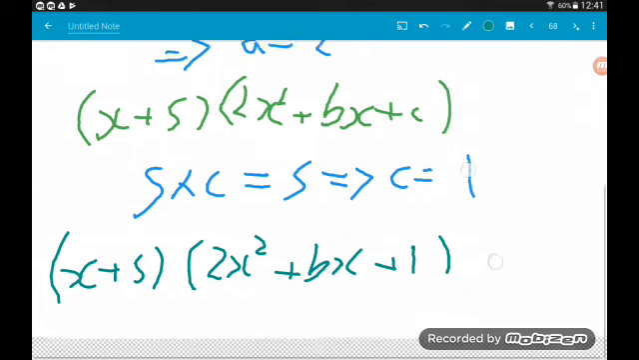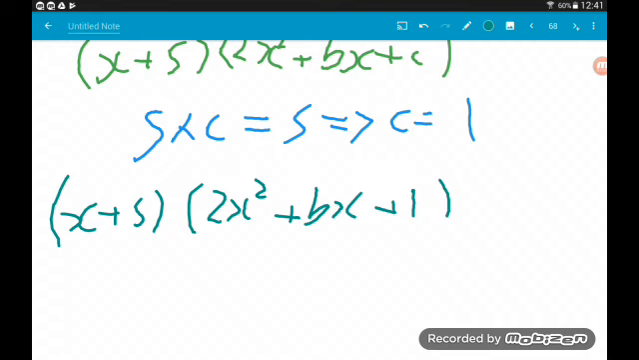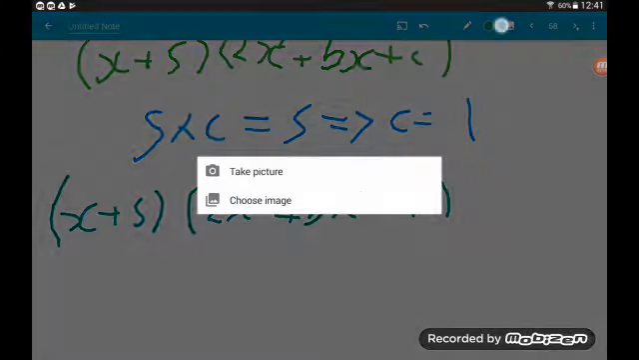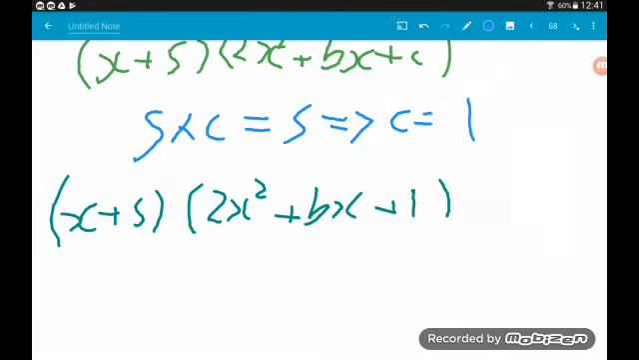Okay, so then for our last step, we now need to find the value of b. So, again, you can either think about the x terms or the x squared terms that we're going to get here when we multiply out these brackets.